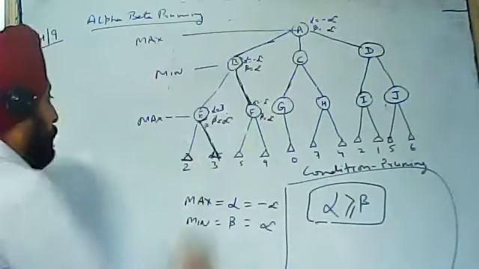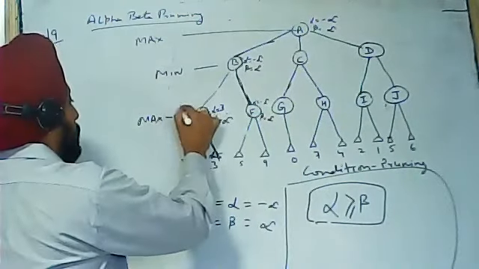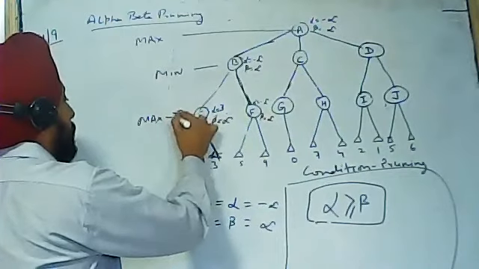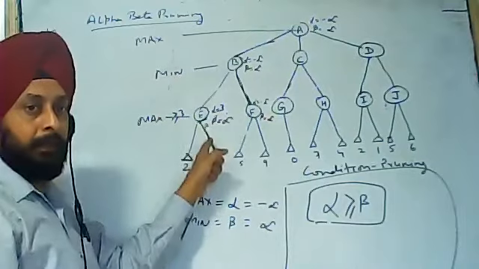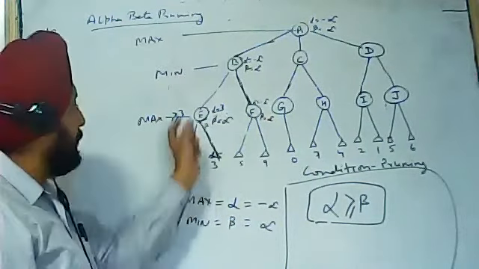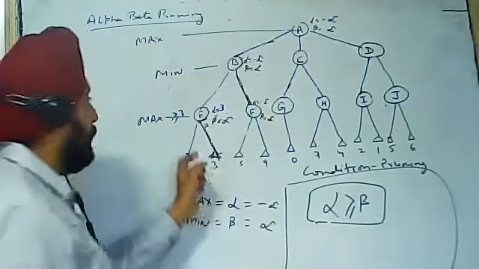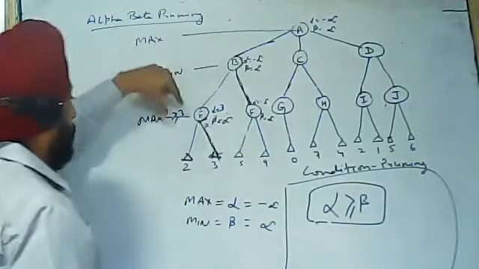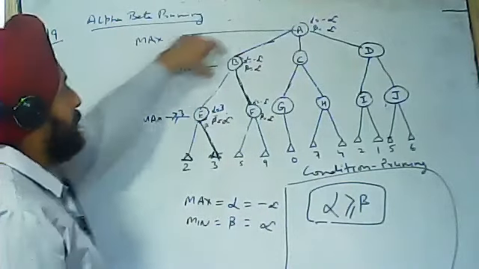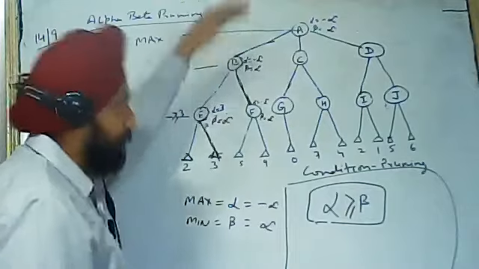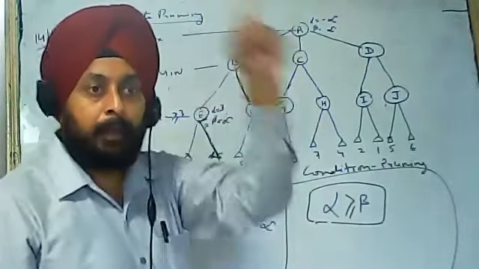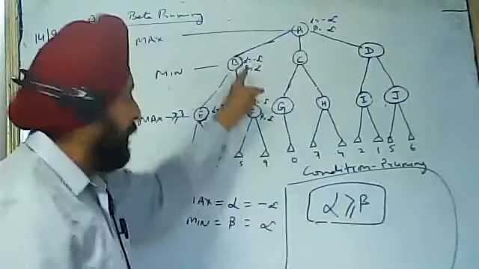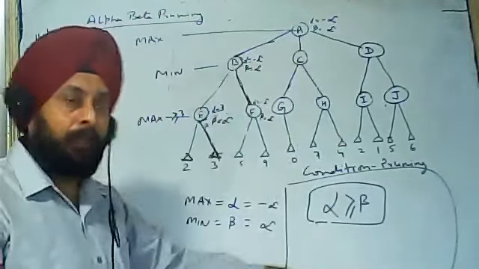Okay. So this is 3. So this node can get a maximum of 3 or greater. So we have got 3. Clear? Any doubt? Now what happens? This node value is taken upward, but alpha and beta values are taken downward.